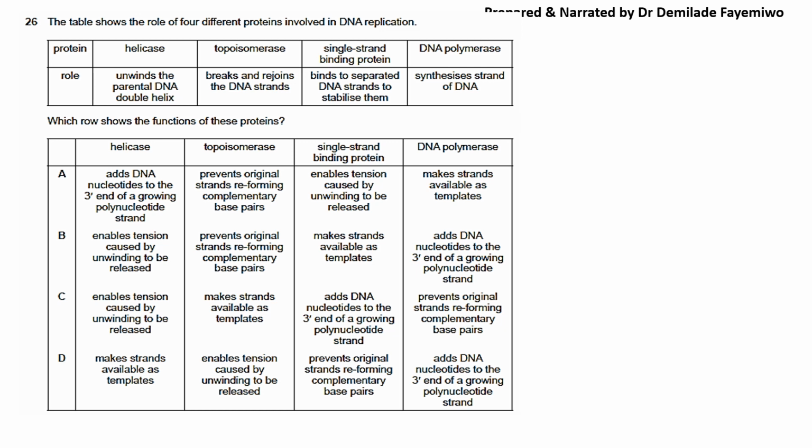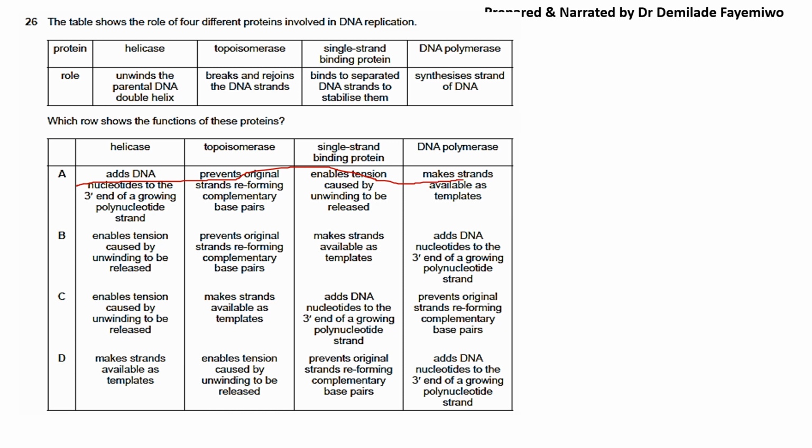This is quite an odd question because it's already told you the role, but then it goes on to ask you which row shows the function of these proteins. So let's again use the method that I've been speaking about, where I say first look at the very first one and see which options are incorrect for that one. For helicase, we know helicase is the one that unwinds the DNA double helix. So here it adds DNA nucleotides to the 3' end of a growing polynucleotide. So we know that A can't be correct because that is not what helicase does.